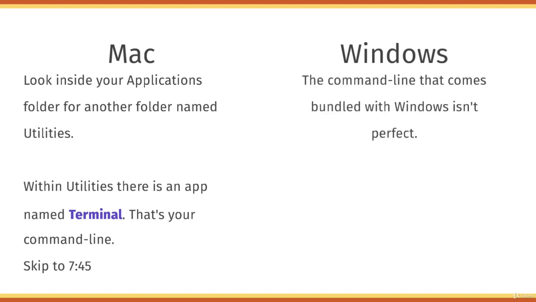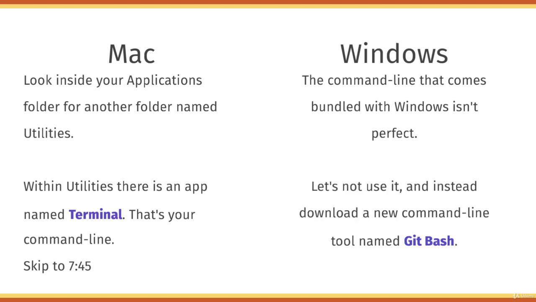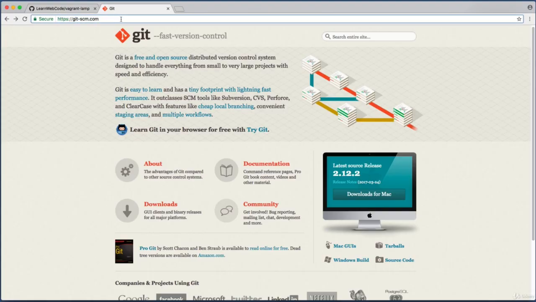The command line that comes bundled with Windows is not perfectly suited for web development. So I recommend not using it and instead downloading another command line tool named Git Bash. It's free, it's lightweight, and it has every feature that we could wish for. So you might be wondering, how do I download and install Git Bash? Well, you just go to the official Git website.